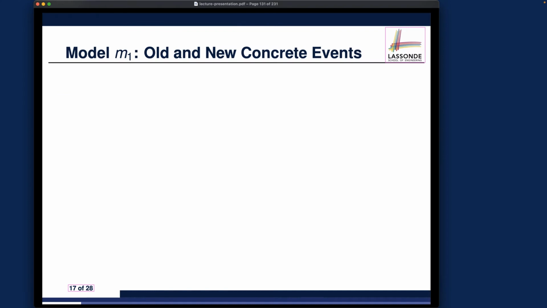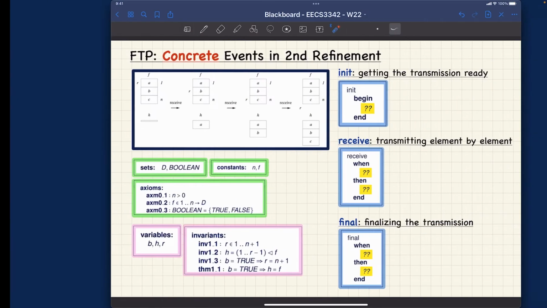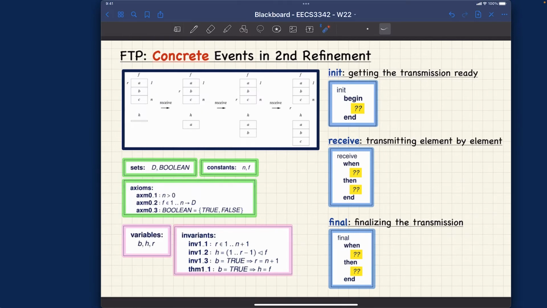Let's now talk about the concrete events for our refinement model M1. Overall, there will be 3 events that we need to speak about. Let's just give you some overview quickly. We have the special event init, which will initialize all the variables for the refinement model, meaning that when the system is first launched, how should the initial configuration look like?